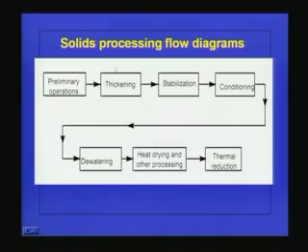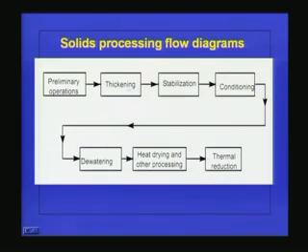So the second operation in the solids processing flow diagram is thickening. Thickening is nothing but removing as much water as possible. This can be achieved by co-settling or gravity settling, by flotation, by centrifuging, by the gravity belt process, or by rotary drum. These are all thickening processes. Anyway, we will see each process in detail afterwards.